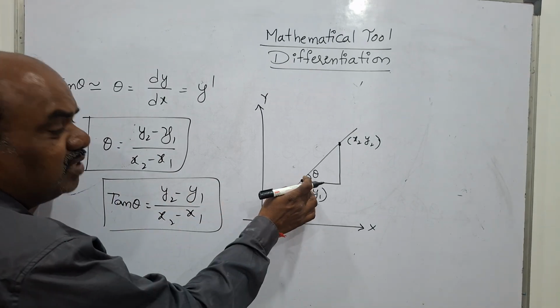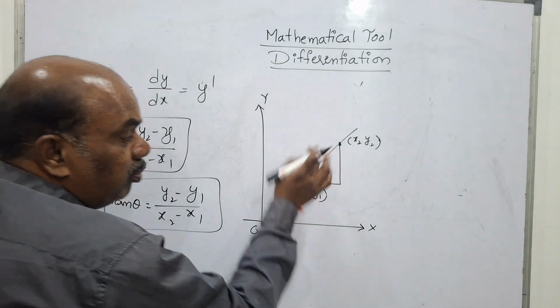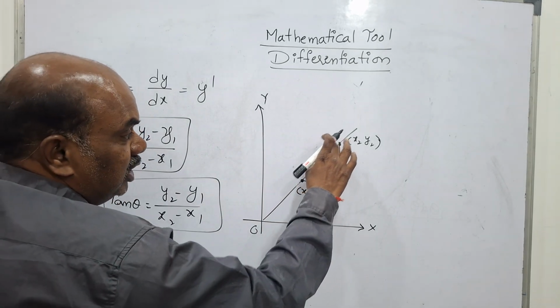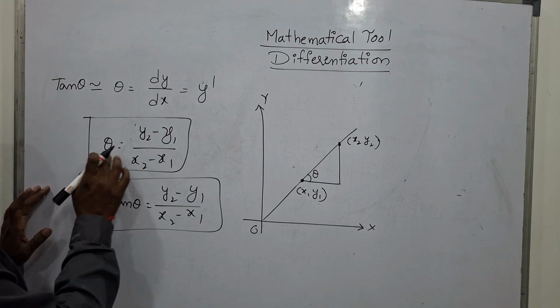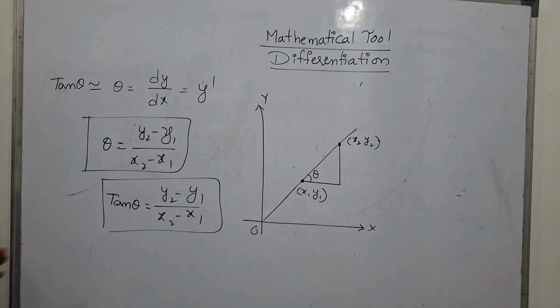Here this theta is very small. Why? Because you are taking a small portion between 2 points. Actually these 2 points are very close. Tan theta is close to theta. That is why tan theta and theta are both the same. This is what the slope is, beta. Clear? Please note down up to here.